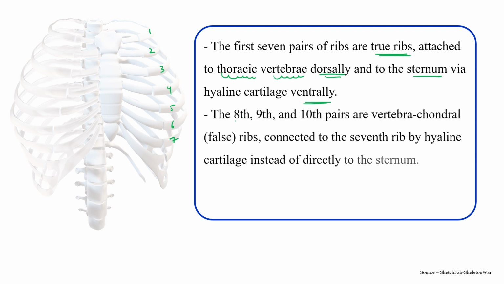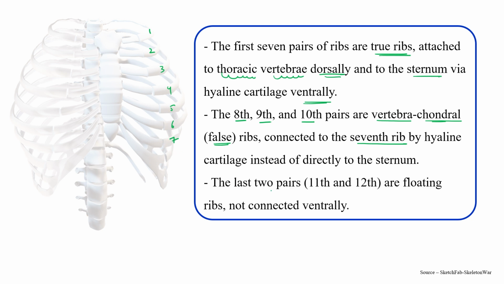Okay, the 8th, 9th and 10th. These pairs are vertebrochondral, meaning false ribs. These are connected to the 7th rib. You can say 1, 2, 3. This is connected with the seventh rib by hyaline cartilage instead of directly to the sternum. You can see over here. Okay, the seventh cartilage connects directly to the sternum.